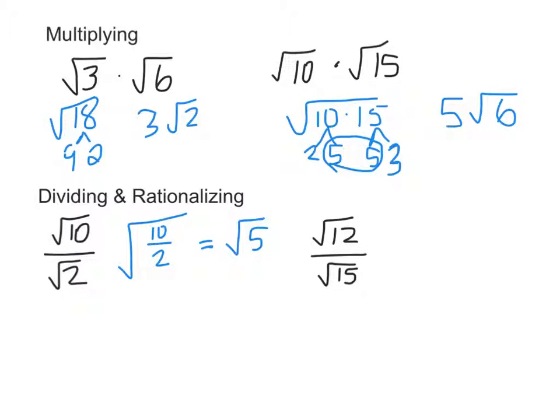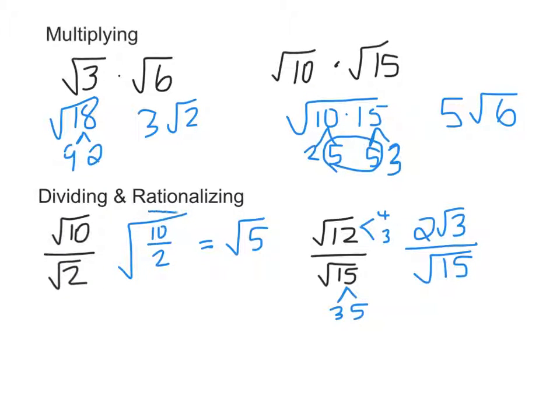When we have something like this, multiplying it like that isn't going to do us any good, but let's simplify a little bit. I know that 12 is made up of 4 and 3. Remember to always look for those perfect square factors. So that gives me 2 radical 3 over the square root of 15. There's no way for me to simplify 15 as 3 and 5 are both prime.